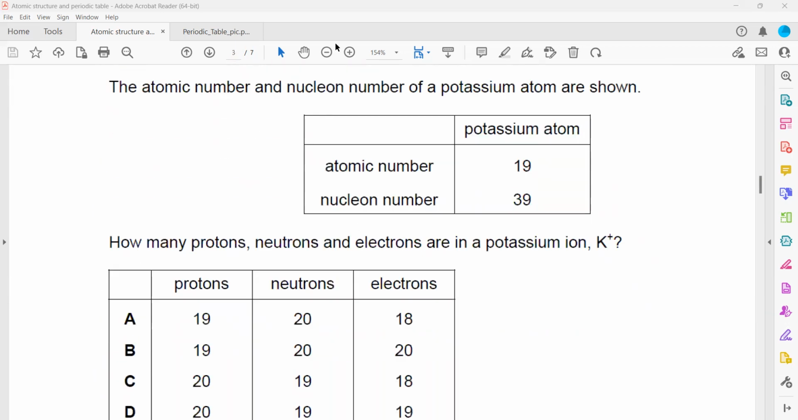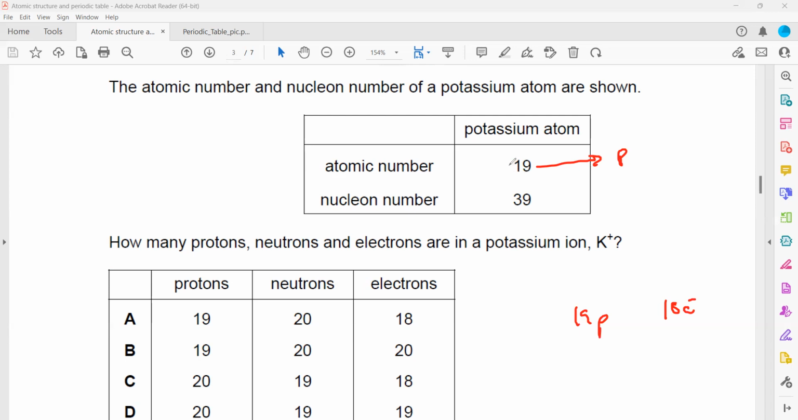Then the atomic number and the nucleon number of a potassium atom are shown here. How many protons and neutrons are there? The atomic number represents the number of protons. Because it's a potassium ion, it should have fewer electrons. If there are 19 protons, to be a positive ion it should have 18 electrons, because the number of electrons should be less, with one extra proton.